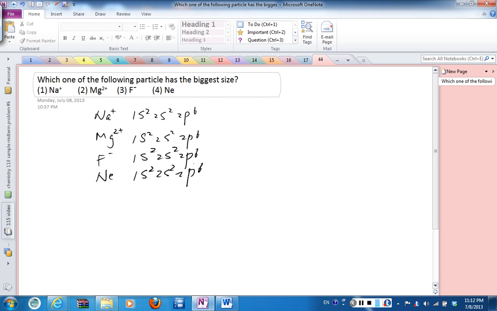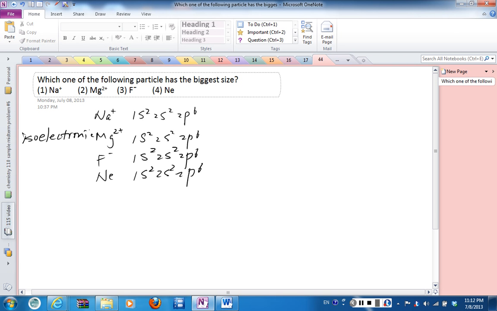Oh, all four particles actually have the exact same electron configuration, so they're isoelectronic. When they have the same electron configuration, does that mean they would have the exact same size? Is this a trick question?